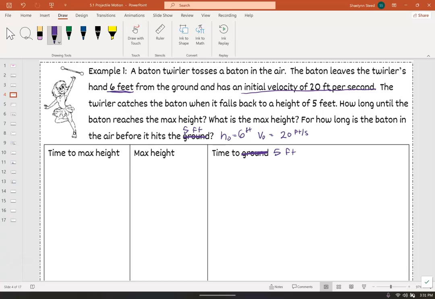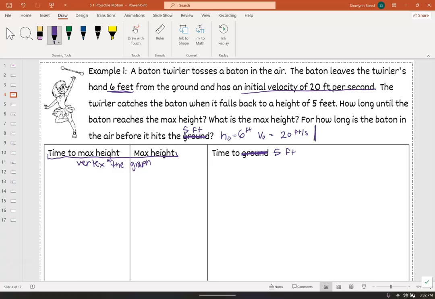All right, so our time to max height and our max height, these are just the vertex. These are the vertex of the graph. Now, if you think back to Unit 2, we figured out how to find, from standard form, the vertex. To find the x, or in this case t, or time, you're going to do negative b over 2a. Then to find the max height, you would plug that number, whatever you got by doing negative b over 2a, into your equation. So let's set up the equation first.